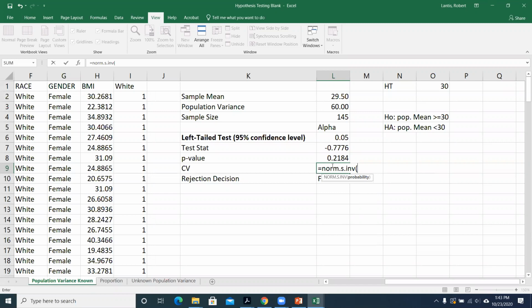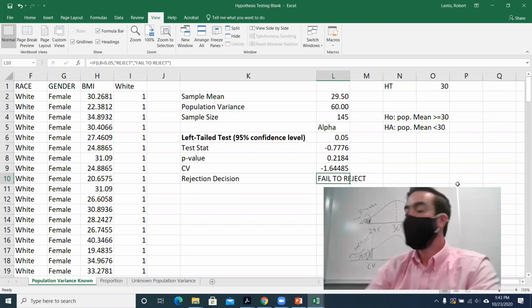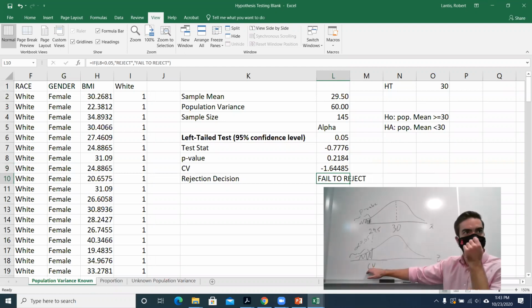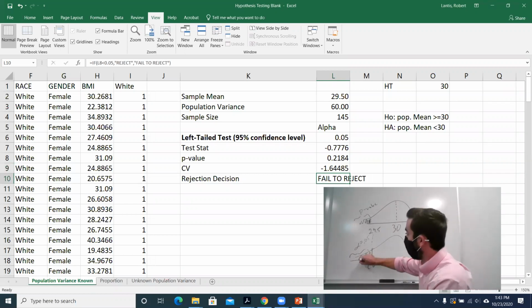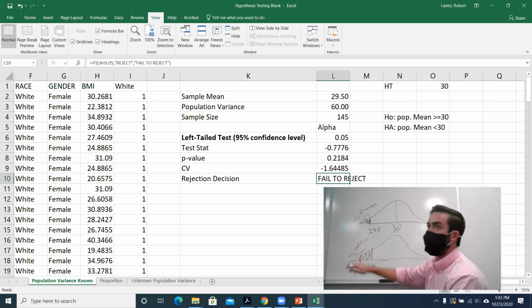The area in the tail was alpha, which we said for this example was 0.05. And I get that critical value of negative 1.6, right? So my rejection region for a left-tailed test is anything below that negative 1.6. Once I have that critical value, the rejection region is anything below that. If my test statistic is somewhere down here, I would reject.